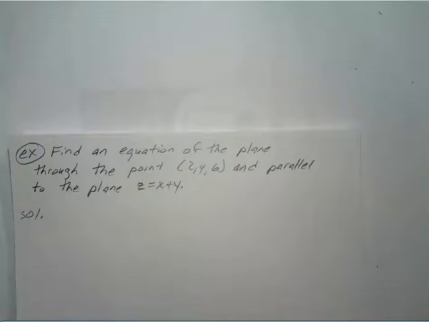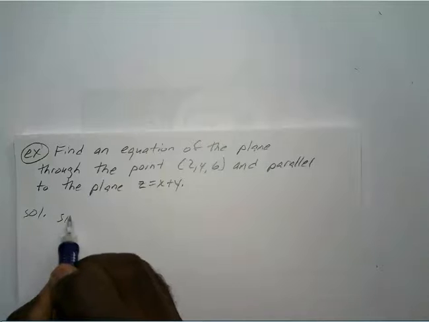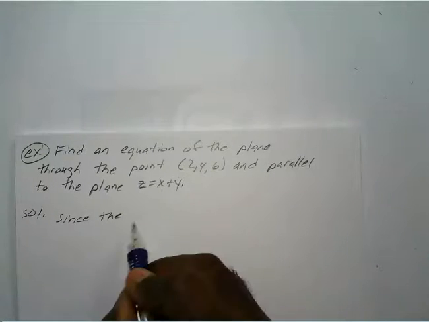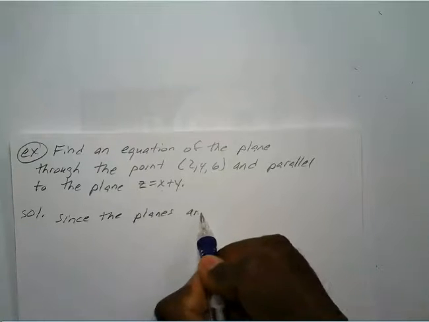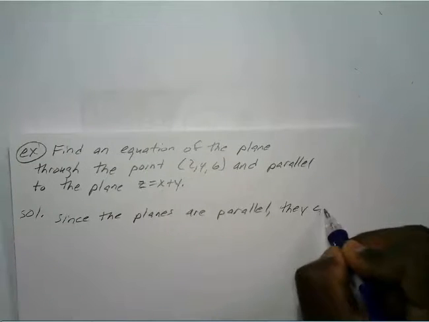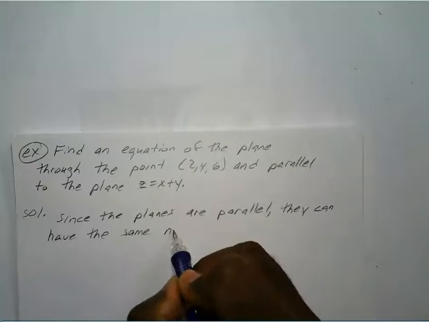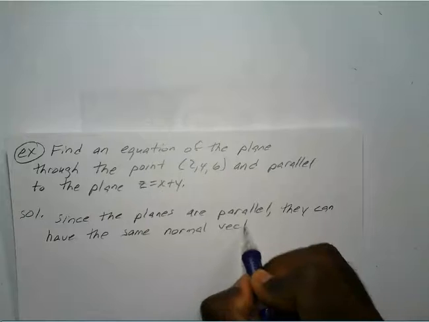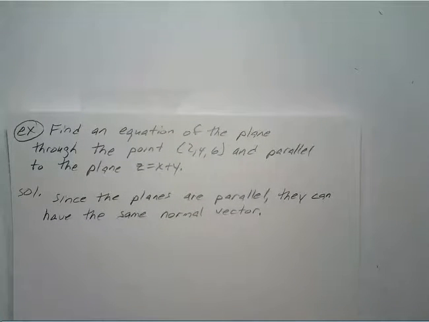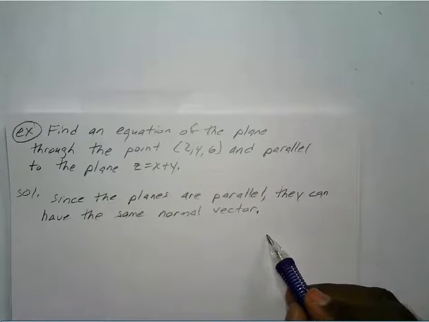All right. So to start this one thing you have to notice is the wording in the question. Okay. You want to find the equation through this point and parallel to this plane. So, since the planes are parallel, they can have the same normal vector. Okay, so two different planes can have the same normal vector. Okay, so you're probably thinking to yourself, okay, how is that? Easy, they are parallel.